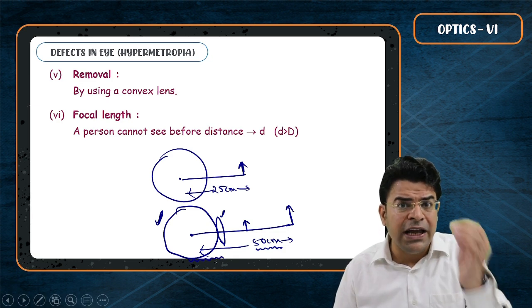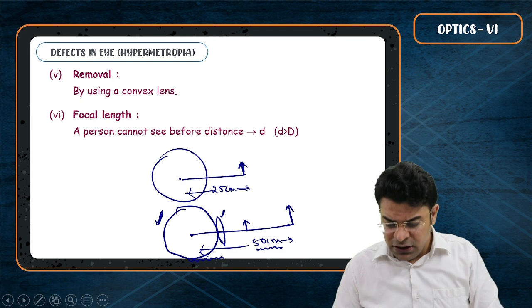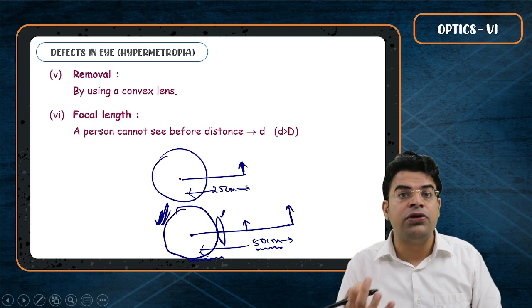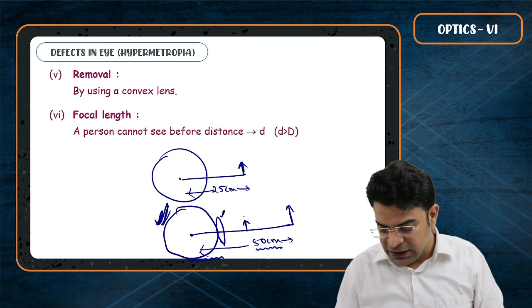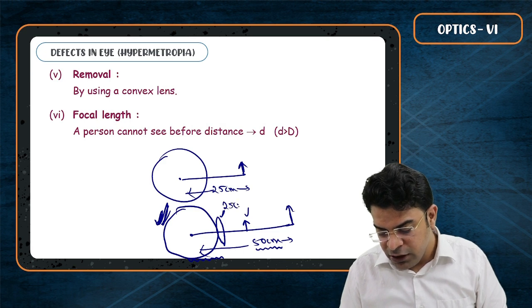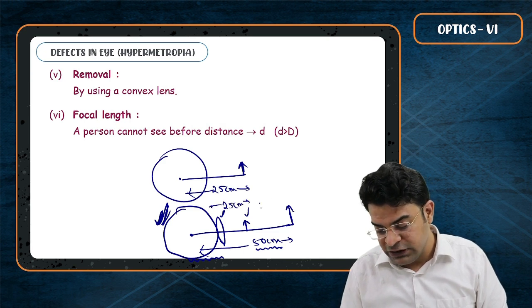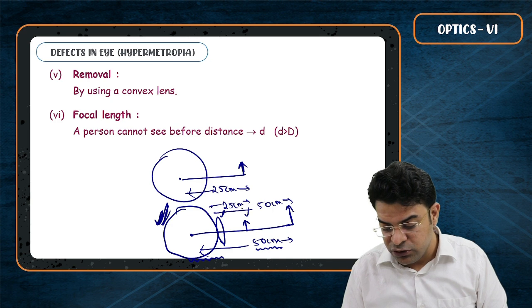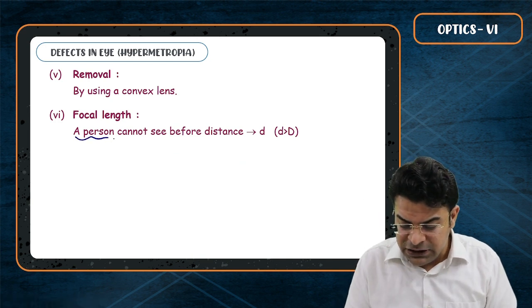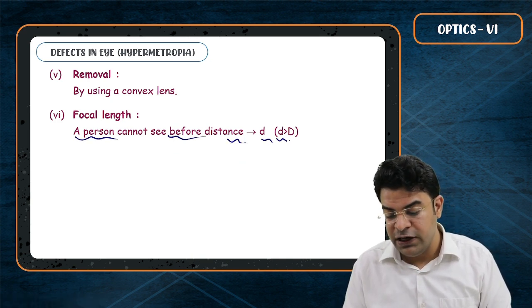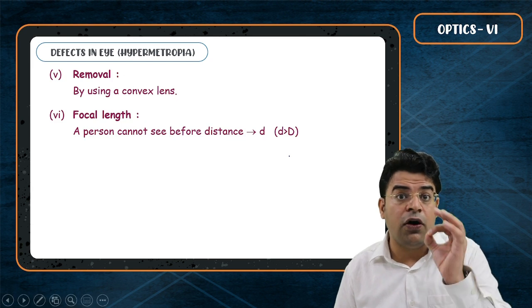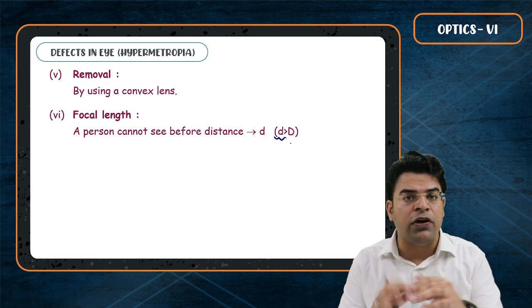If this lens makes the image within 50 centimeter, this eyeball won't be able to observe it. So that's why the object has to be placed at 25 centimeter. And the image has to be formed at 50 centimeter. Sir, I am not getting it. Listen to it carefully. A person cannot see before distance D, where D is greater than the distance of distinct vision, where D is greater than 25 centimeter.